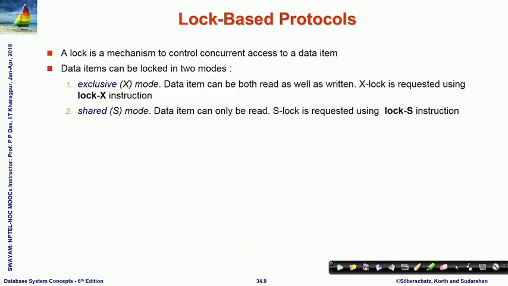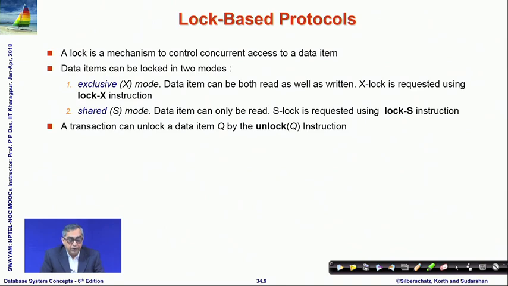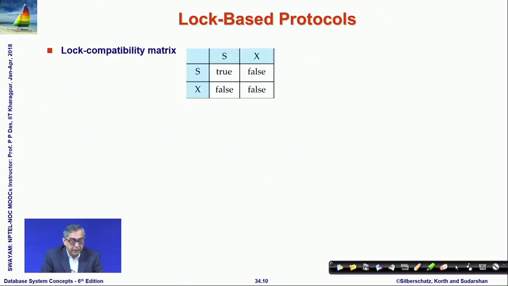So, that is what is called shared, and a shared lock or a shared mode lock can be obtained in terms of the lock S instruction. And a transaction, when it has a lock, can unlock that by an unlock on the same data item. So, there is a concurrency control manager to whom the lock requests are made, whether it is a request to grant or a request to release, and a transaction can proceed only after the request has been granted. So, let us look into finer details.